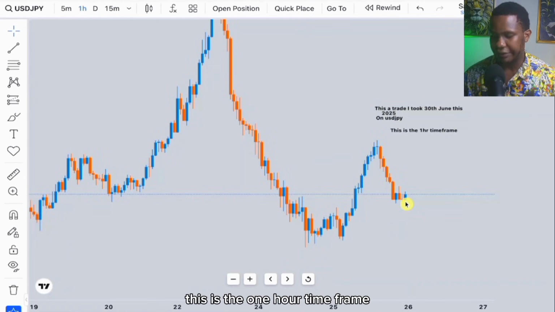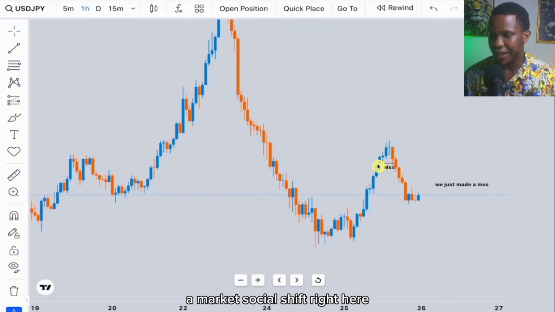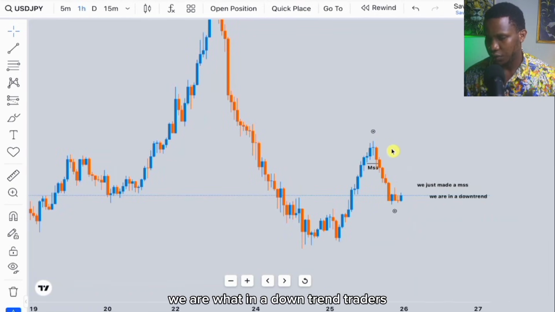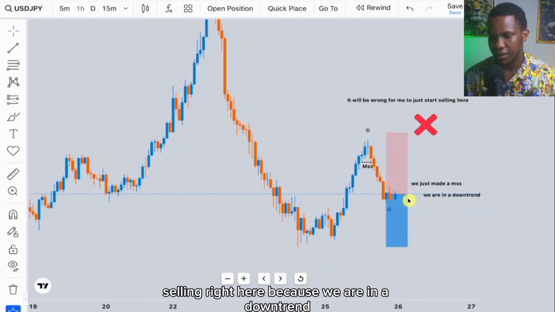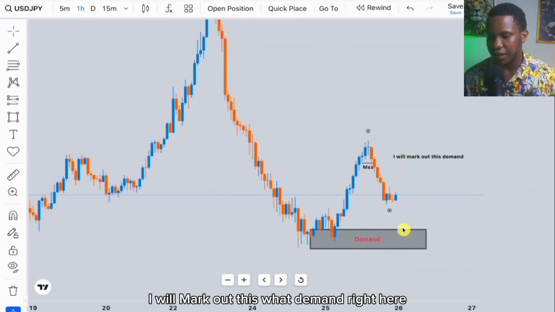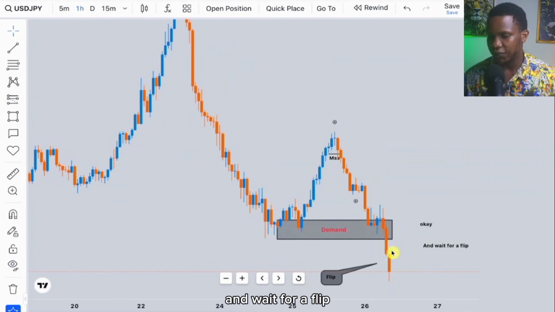This is the 1 hour time frame. Can you see we made a market structure shift right here? We are in a downtrend, traders. It will be wrong for me to just start selling right here because we are in a downtrend. I'll mark out this demand right here and wait for a flip.